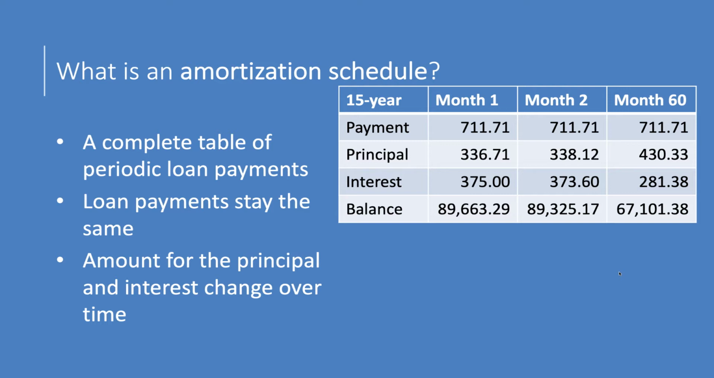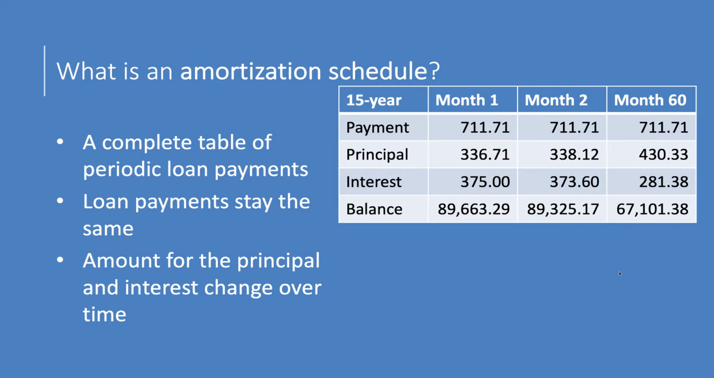Now, does it decrease a lot? No, less than $2 here from month 1 to month 2. But look at month 60. By month 60, you're paying like $100 less in interest every month, and almost $100 more has shifted over to the principal. So after 5 years on a 15-year loan, you can see that shift. And look at what the balance is.